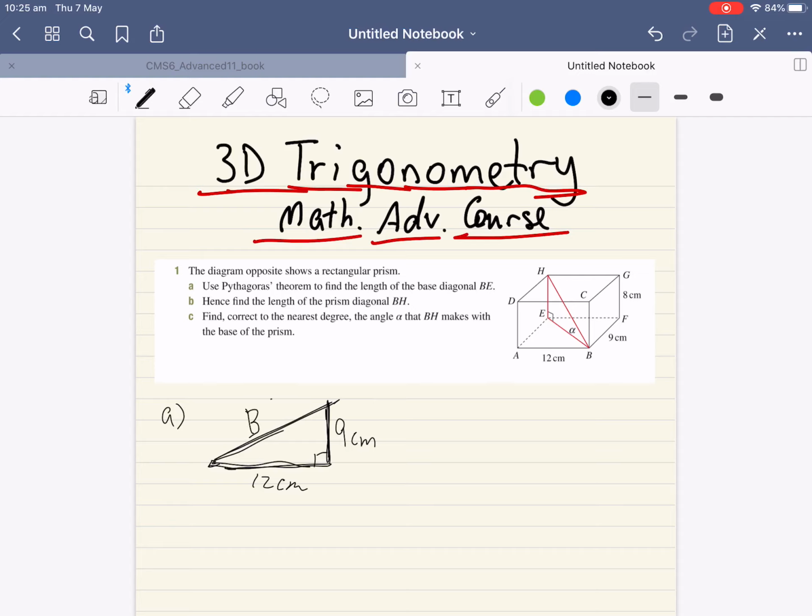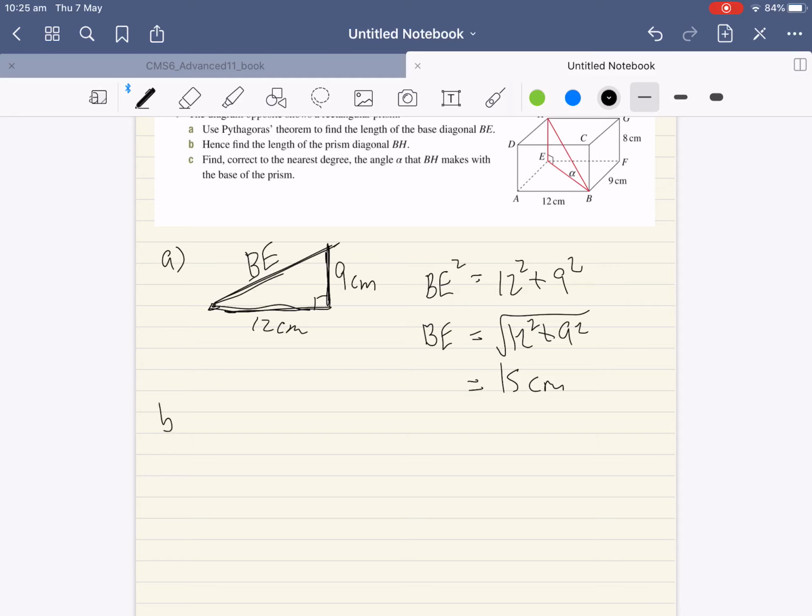This is, was that BE? So BE squared is going to be equal to, just square root the whole thing. Okay, you get 15 centimeters. Part A is done. All right, on to part B.